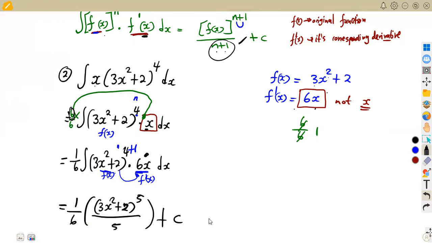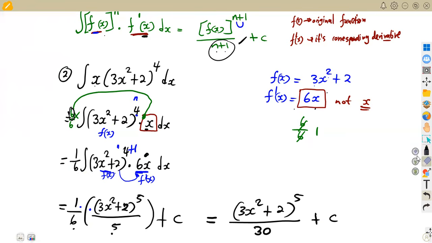That's it. All right, so at the end, we are going to multiply the numerator to the numerator. That's 1 times this bracket. We are going to have our bracket of 3x squared plus 2 to the exponent of 5, everything over 6 by 5, which is going to give us a 30 in this case. All right, plus the constant of integration, or you can write it as 1 over 30 into that bracket, which is one and the same concept.